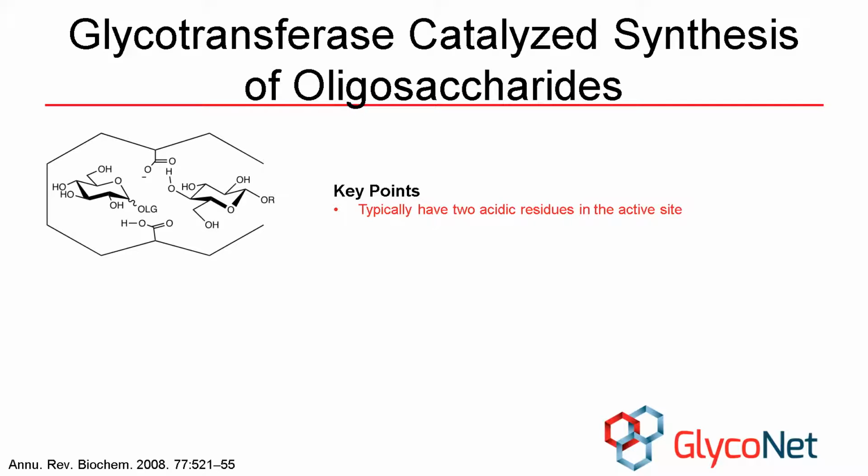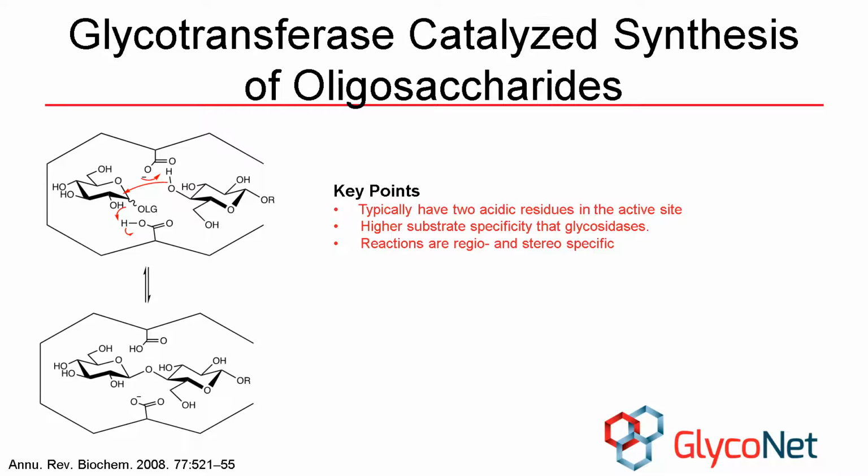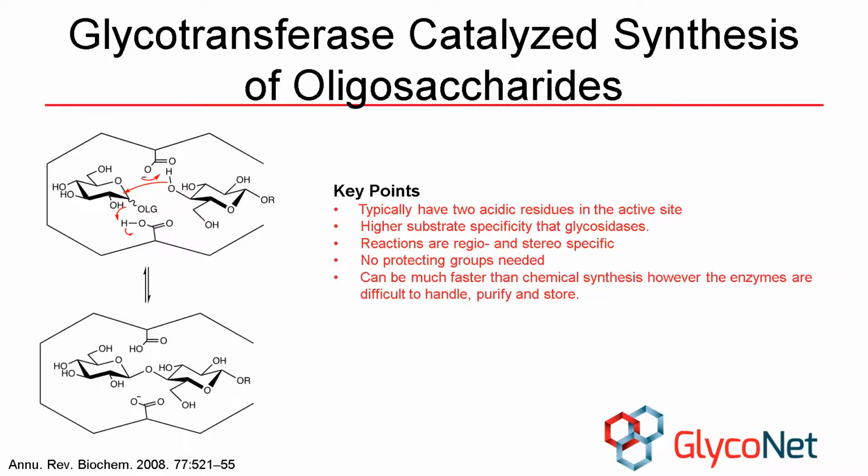Using glycosyltransferases to synthesize oligosaccharides can be useful because they offer some advantages over conventional chemical synthesis. In glycosyltransferases, there are typically two acidic residues in the active site, and they have higher substrate specificity than glycosidases. The reactions are regio- and stereospecific, and they require no protecting groups. Many of the reactions can be run in water.